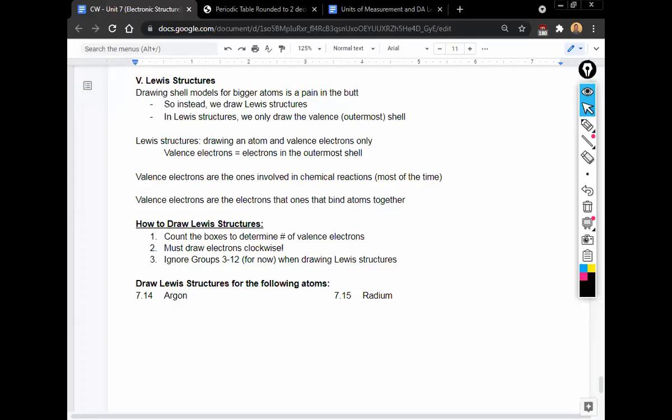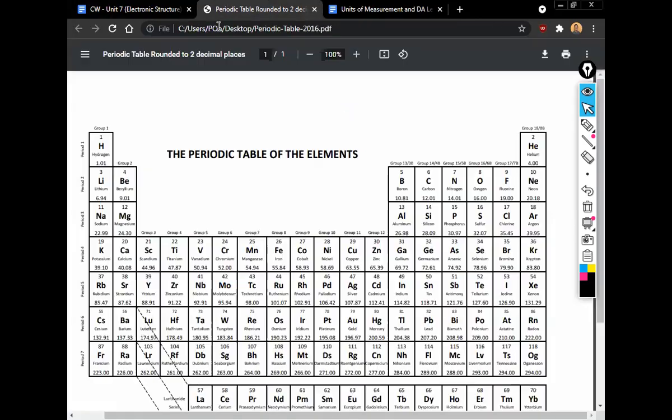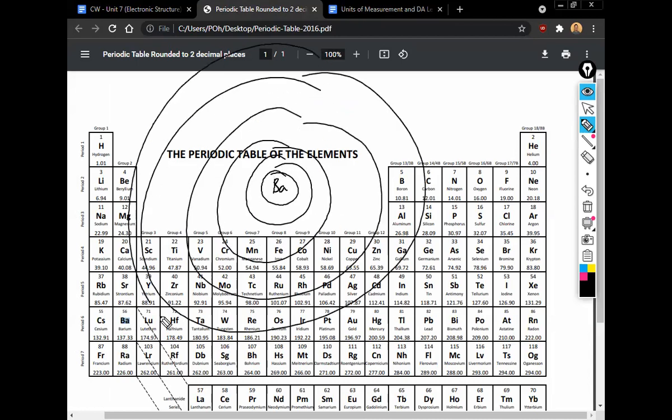All righty, guys. So we're actually going to finish up with something related to shell models. So if you guys noticed, if we start drawing bigger elements, shell models get really annoying, right? So for example, let's take a look at barium, okay? How many shells does barium have? It's down here. 6. So if I asked you to draw barium, you would have to draw 1, 2, 3, 4, 5, 6 shells. And how many electrons will you have to draw? Yeah, 56, which is basically a trillion, right? So nobody has time for that.